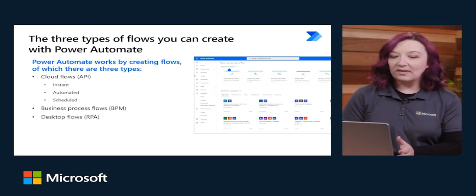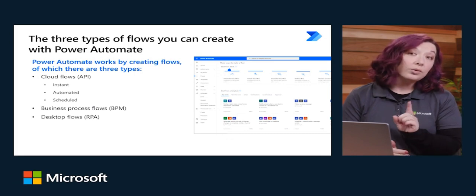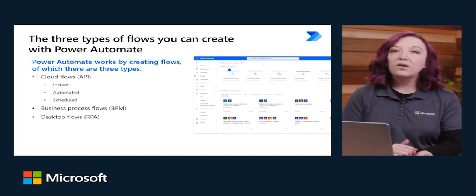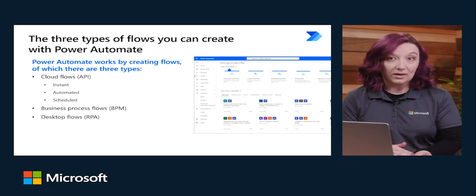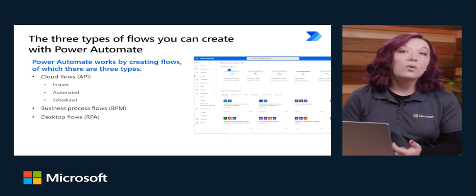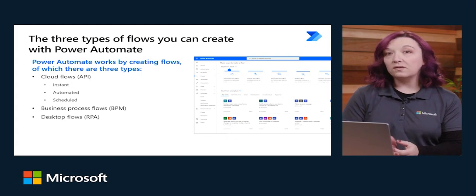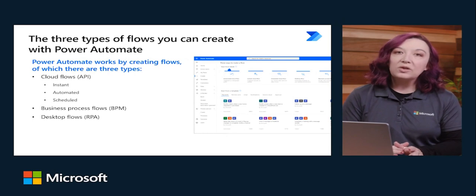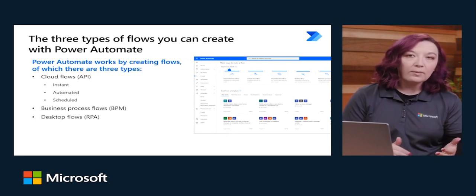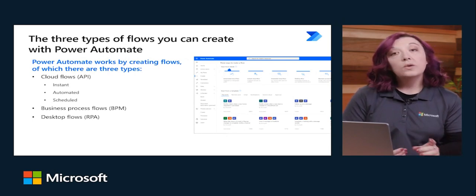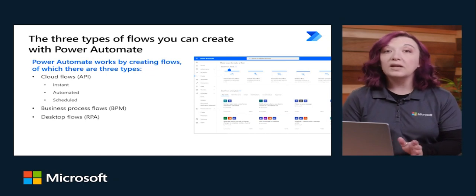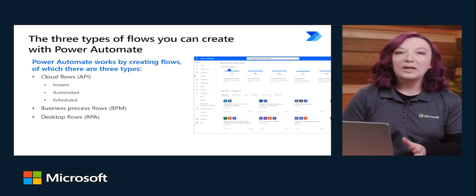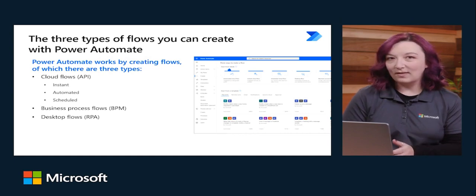And finally, we have desktop flows. These were previously known as UI flows. Desktop flows are considered robotic process automation, which means you can record yourself performing actions on your desktop or even within your web browser. Then you can trigger that flow to perform that process for you. You can also pass data in or get data out of the process, which lets you automate what would be a manual business process.